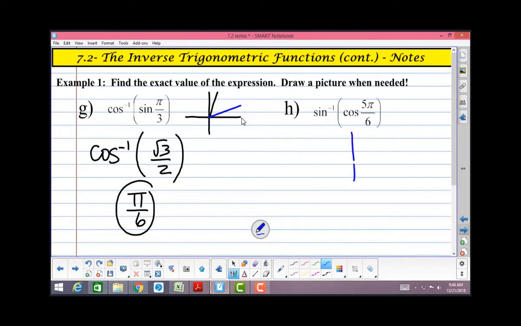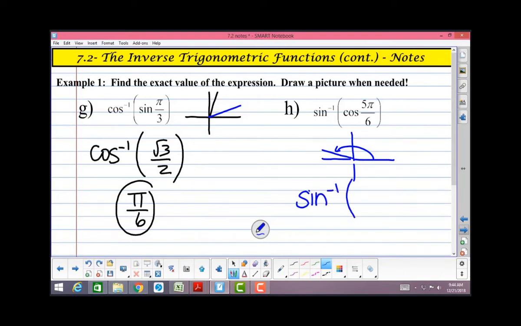Now in part H, we have the same idea. This time it's asking, where is the sine the same value as the cosine of 5 pi over 6. So where the cosine and the sine have the same answer, it's going to be two different angles. This one's 5 pi over 6. We need to figure out what angle does the sine have the same value where the cosine is 5 pi over 6. So 5 pi over 6, second quadrant, and we know that the cosine at 5 pi over 6 is negative root 3 over 2.